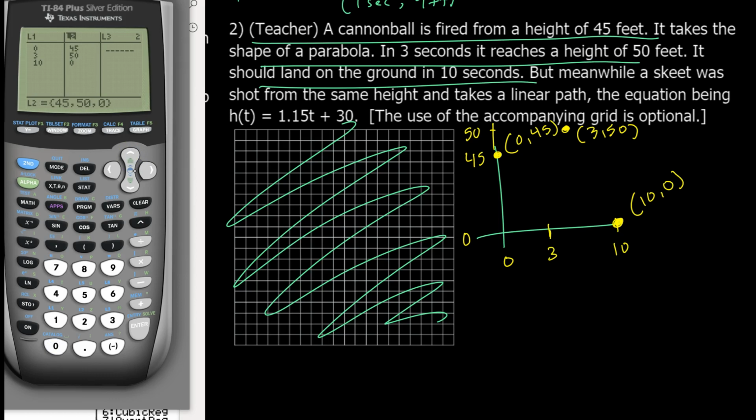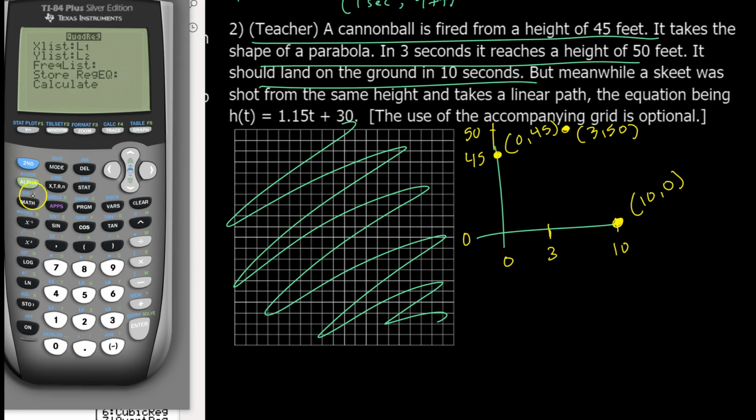$45, $50, and 0. Then what do you hit? Stat, calc, linreg, not linreg, quadreg. That's a quadratic. Then what do you do? Are we gonna store it? We are. We want to see it on the graph.